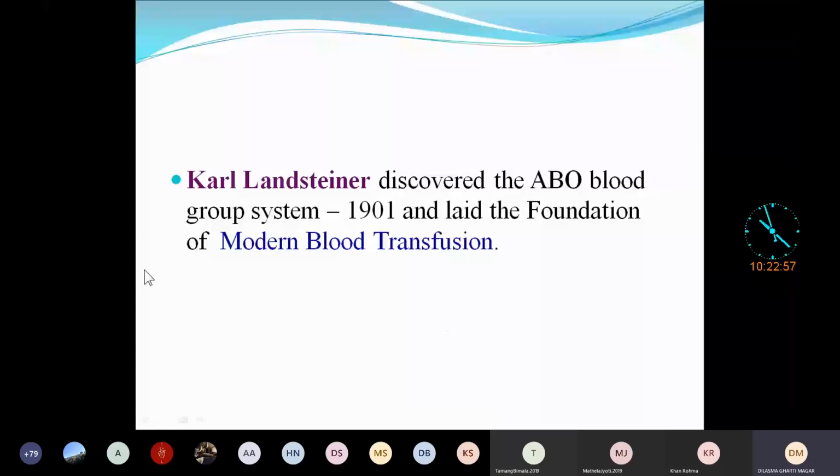Now here you see, Karl Landsteiner discovered the ABO blood group system in 1901. So only 200-300 years later, he discovered the ABO blood group system and laid the foundation of modern blood transfusion. After that ABO blood group system, the A blood group is given to A and B is given to B. So after that only, this modern blood transfusion system came into the light.